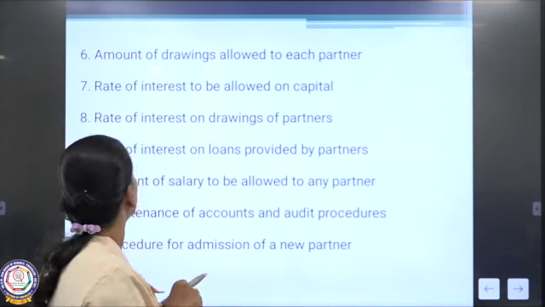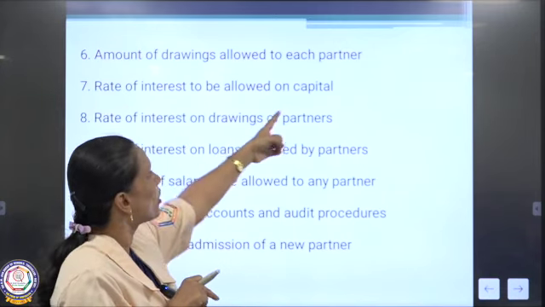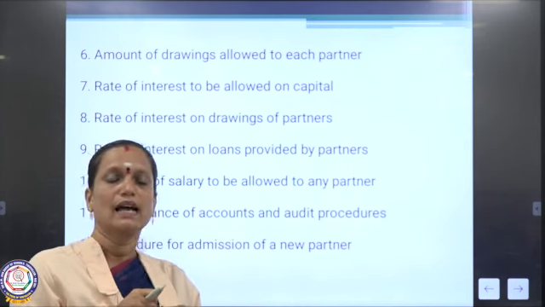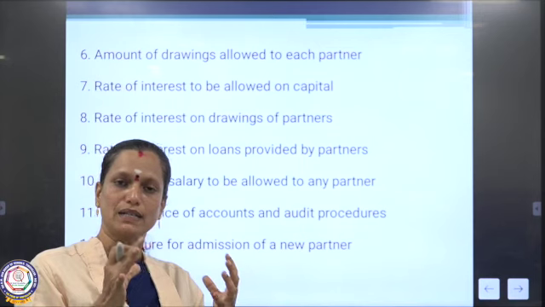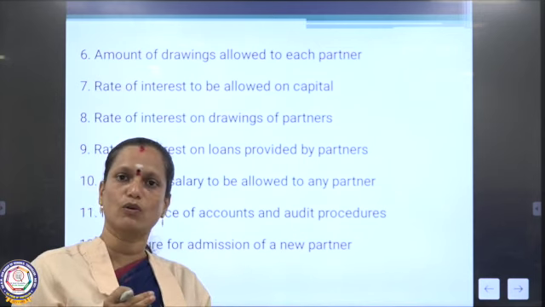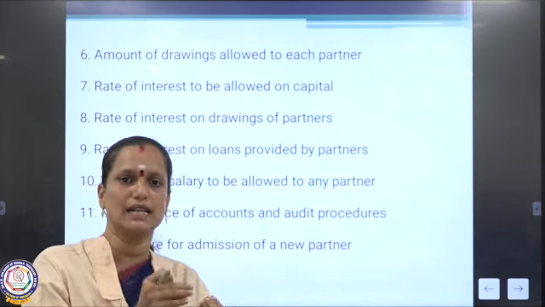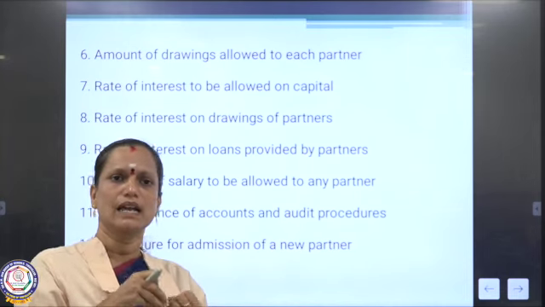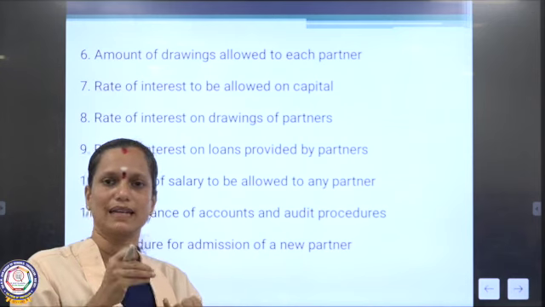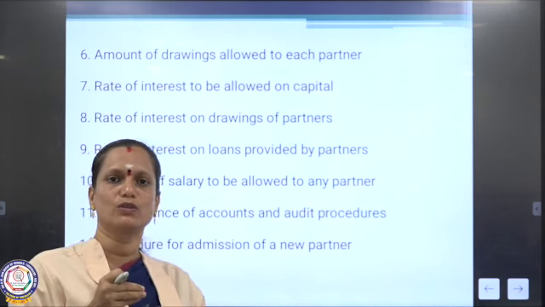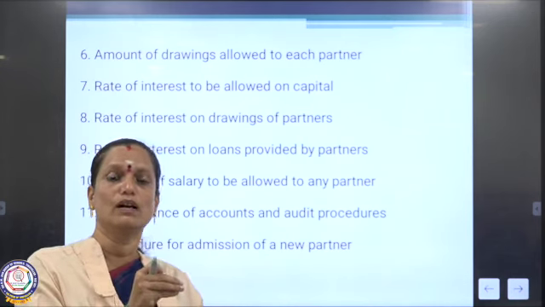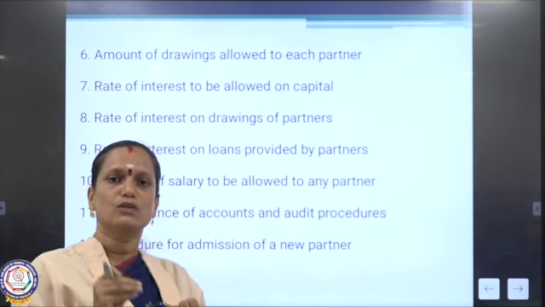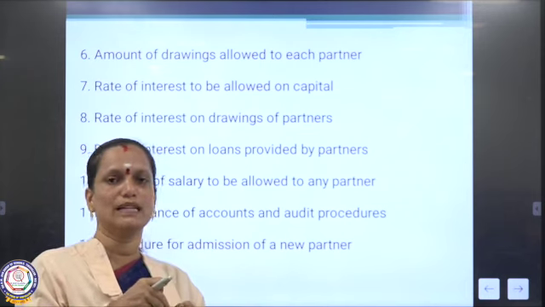And then the rate of interest to be allowed on capital. So, you invest capital initially, and after that, if that capital is not enough, you are going to invest additional capital. Any one partner, a wealthy partner, gives more, that is why he is giving. So, what we should do now is give a certain percentage of interest to that particular partner, because he is giving more capital.